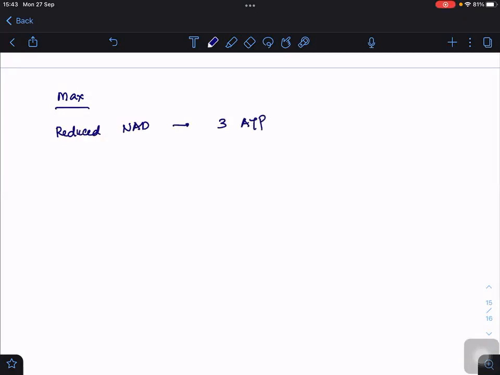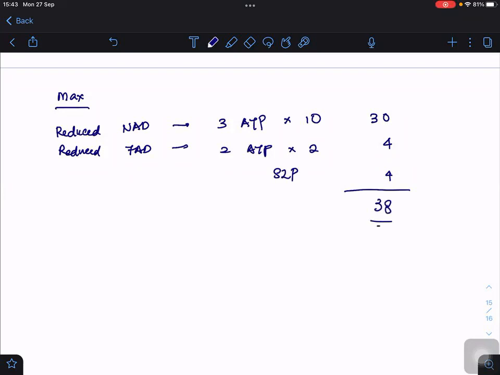Reduced FAD can form 2 ATP. Are you clear? So we calculate assuming that there is no energy loss. It means that if you times 10 of them, you get 30. You times 2 of them, you get 4. And then substrate level phosphorylation gets 4. So the total is 38. That's why in some books they use 38. 38 actually is the max. Are you clear? 38 is max.